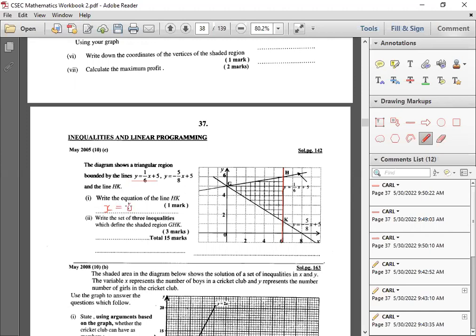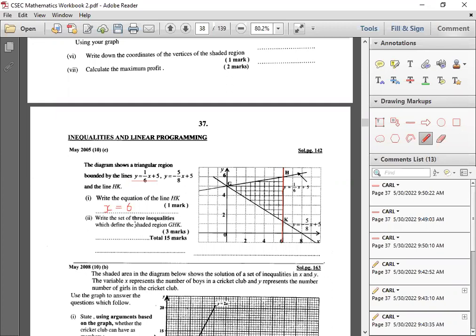Sir, did you mean vertical? You confused me. You said it's a horizontal. Oh, vertical. Thank you. Okay. It's a vertical line, and it runs through 6 on the x-axis. So x is equal to 6.